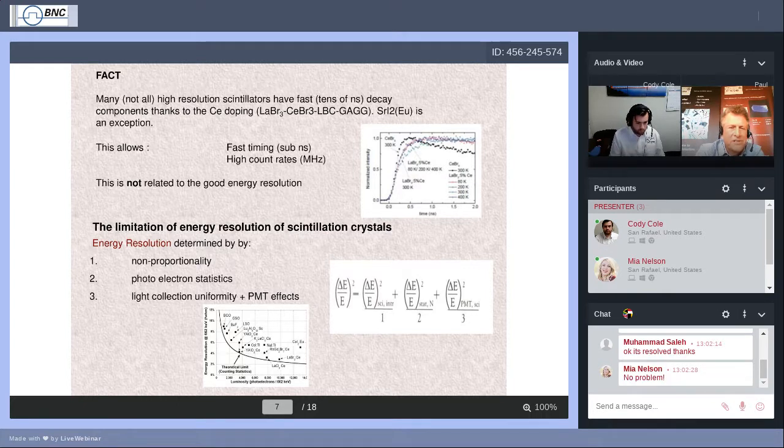The second term is the statistics. And statistics means how much light you are actually detecting from your crystal. The third term, I referred to earlier, is the inhomogeneity of the response along the crystal's length. Because if you make a very long, thin crystal, it's not possible to detect from every part of the crystal the same amount of photons.